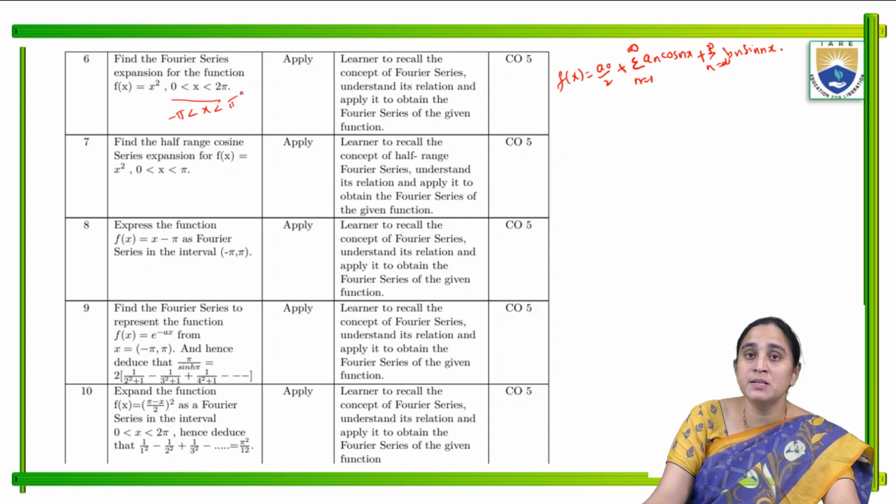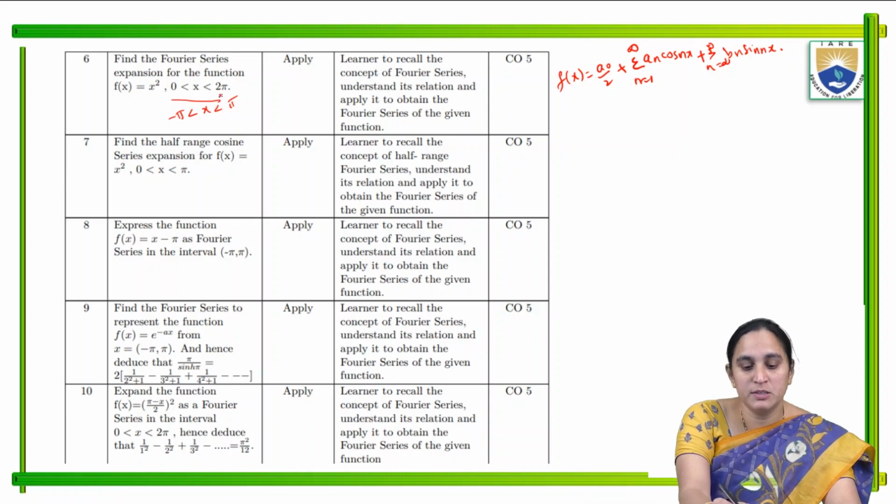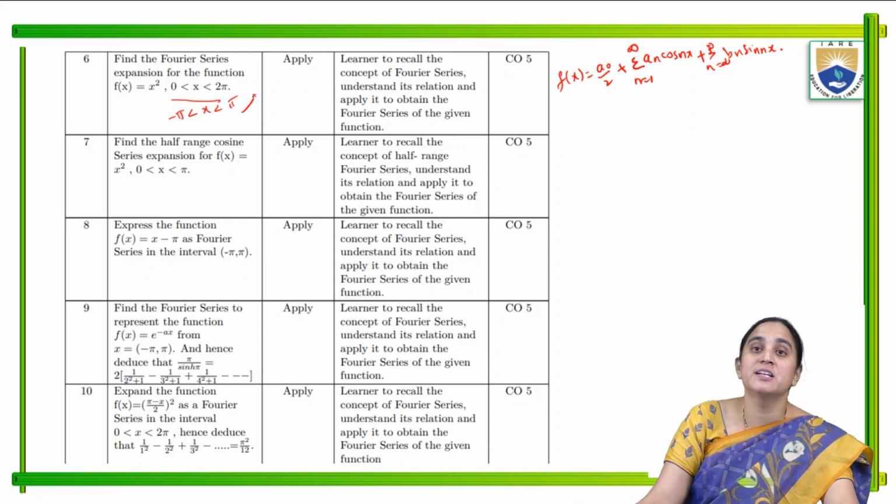Okay, if it is even means generally x square is even function within the limits minus pi to pi. For that case, easily we can find only a naught and an. Okay, that is particularly the concept for minus pi to pi. Sometimes they are given for the same question with minus pi to pi. For that case, first of all we have to verify that is even or odd function.